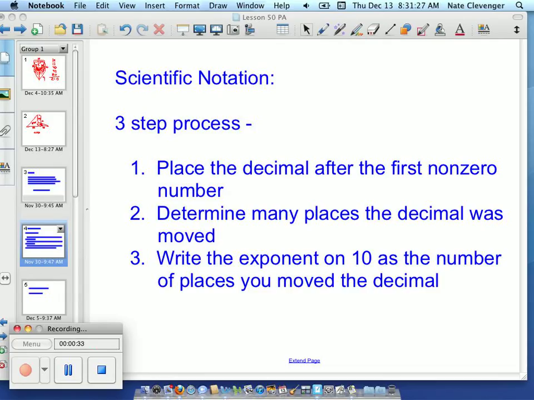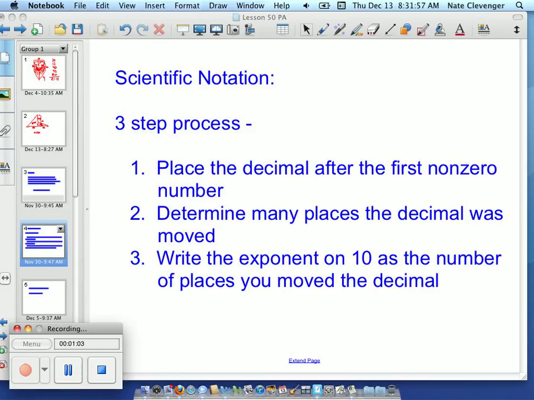But the way that this works, and we'll look at them, this is what you need to have written down if you're keeping your notes like you should be. It's a three-step process to write a number or change a number into scientific notation. 1, you place the decimal after the first non-zero number. I'll explain non-zero in just a minute, but I just want to get it written down so that you can focus on the process.